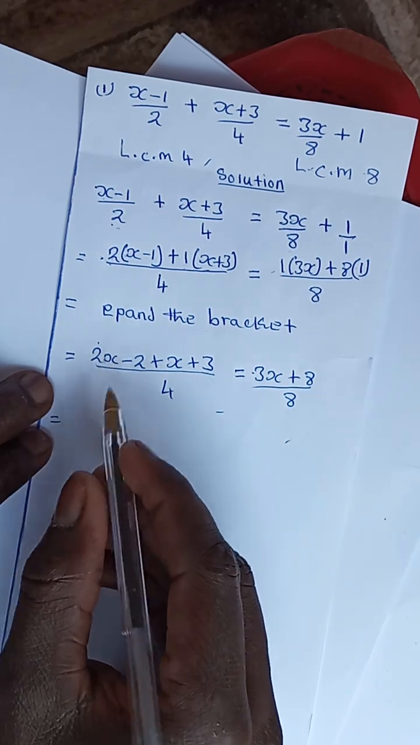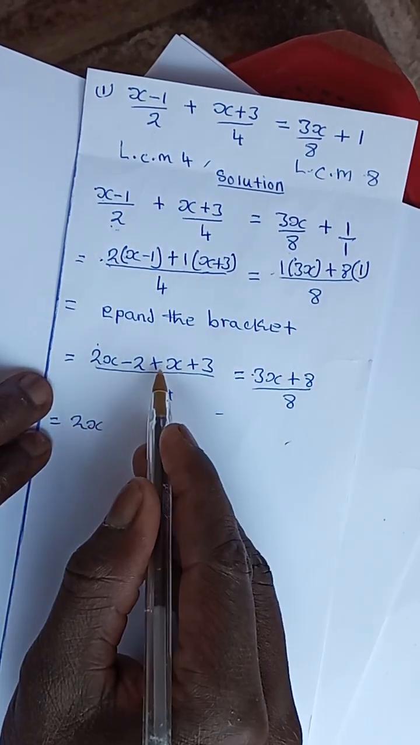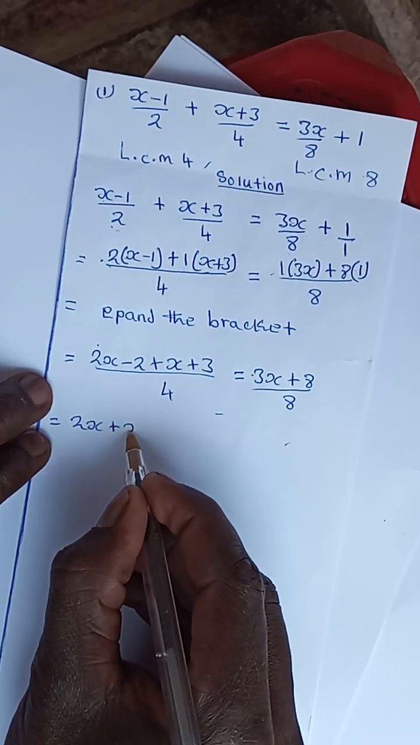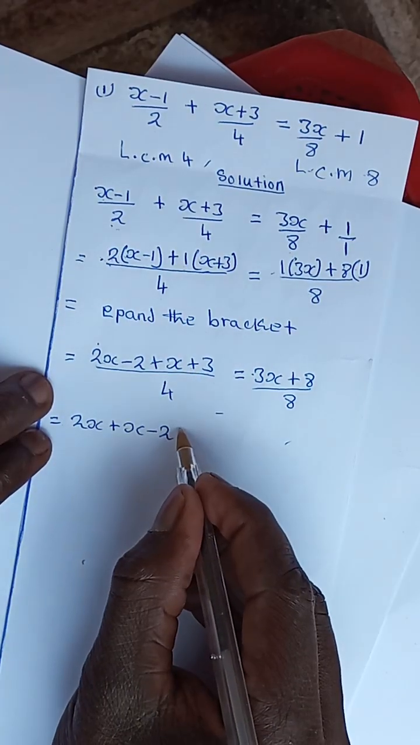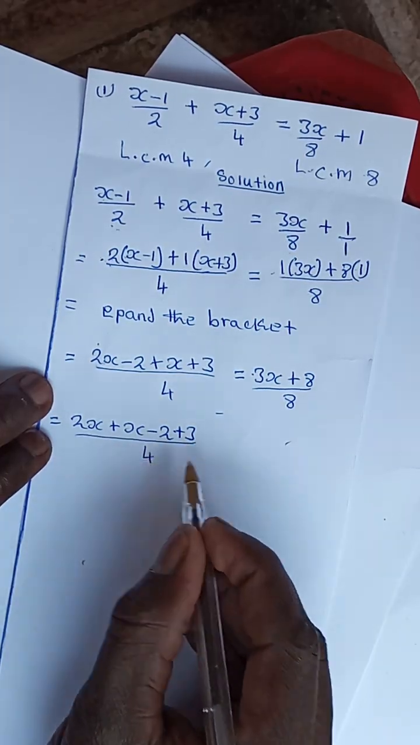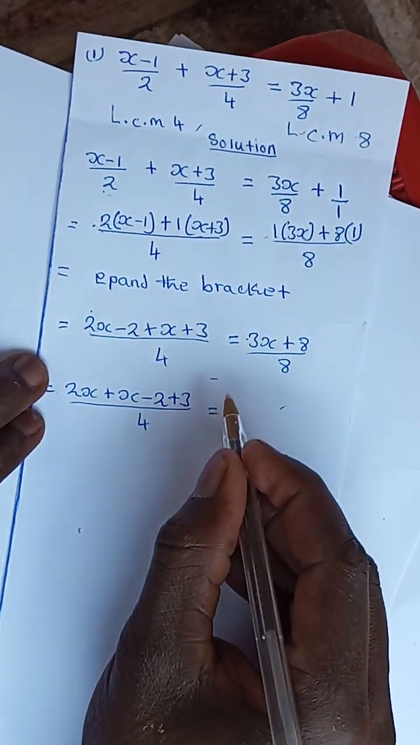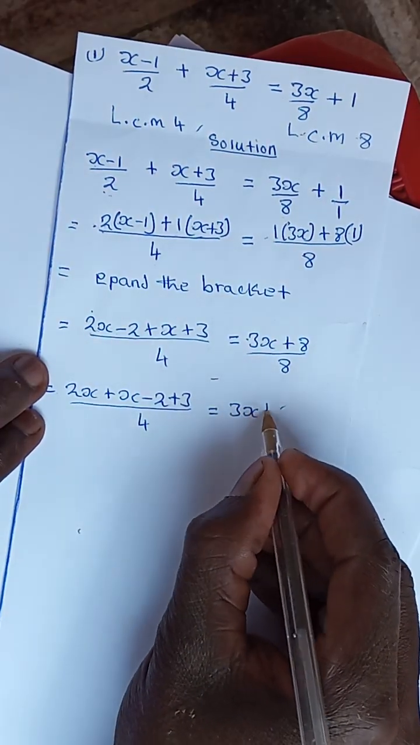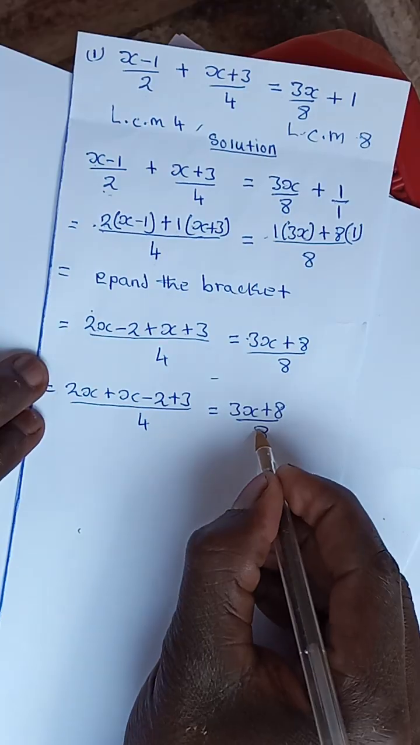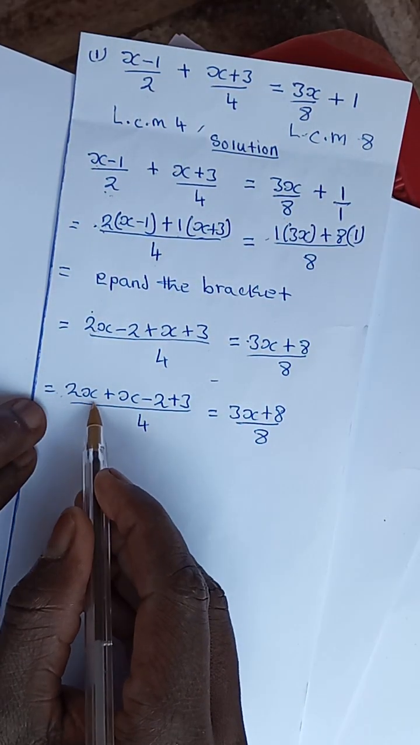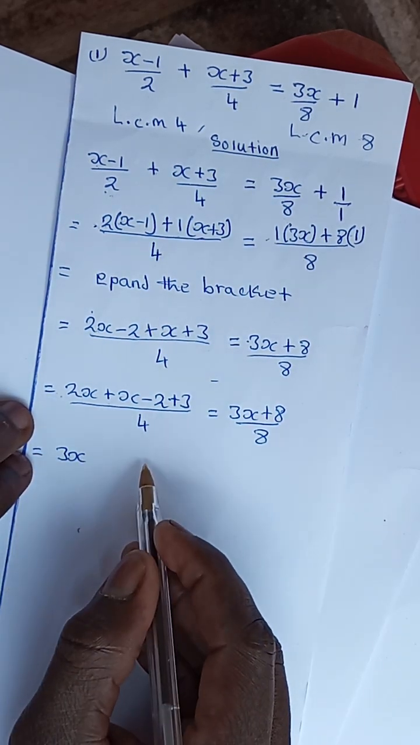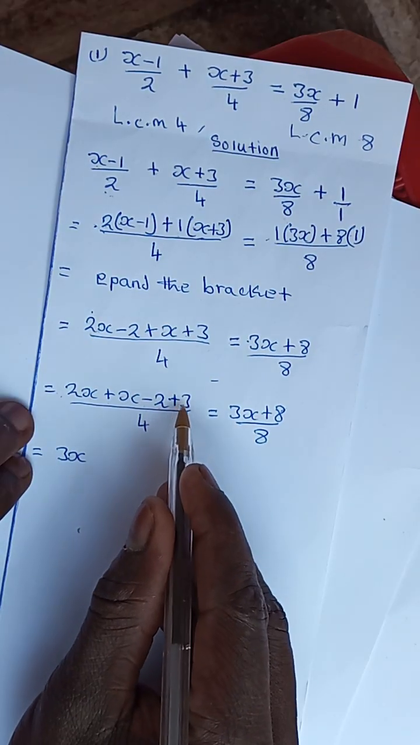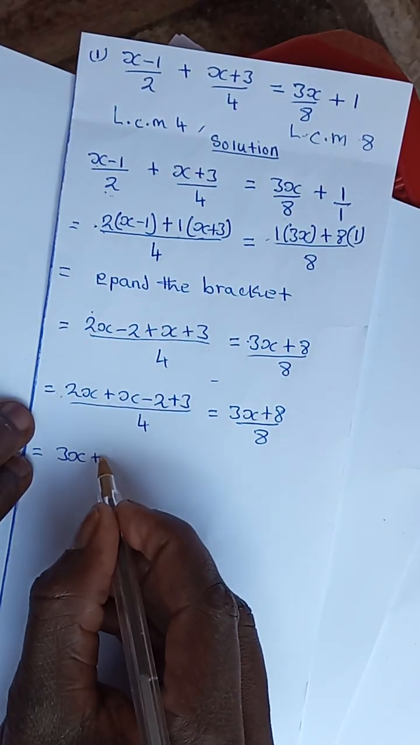Now let us simplify this one first. We first take 2x. We take plus x. We take minus 2 minus 3. We say plus 3, all divided by 4, equals to 3x plus 8 all divided by 8. Now plus 2x plus x, we are going to have 3x. Minus 2 plus 1, we are going to have plus 1.